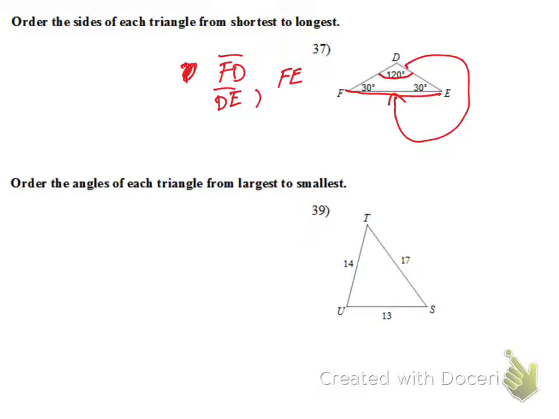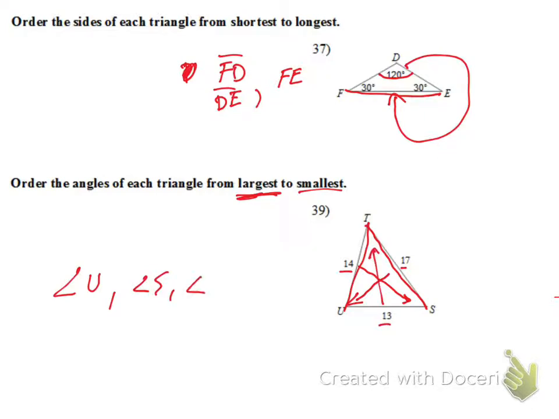Now this next 139 says, order the angles of each triangle from largest to smallest. So I'd have to go with largest first. So my largest is 17. So TS is 17, that's my largest, and that is corresponding to angle U. So my first one is angle U. Then I go to my second largest, 14, this side, it's corresponding to angle S. Then my last one, 13 is my smallest one, that's angle T.